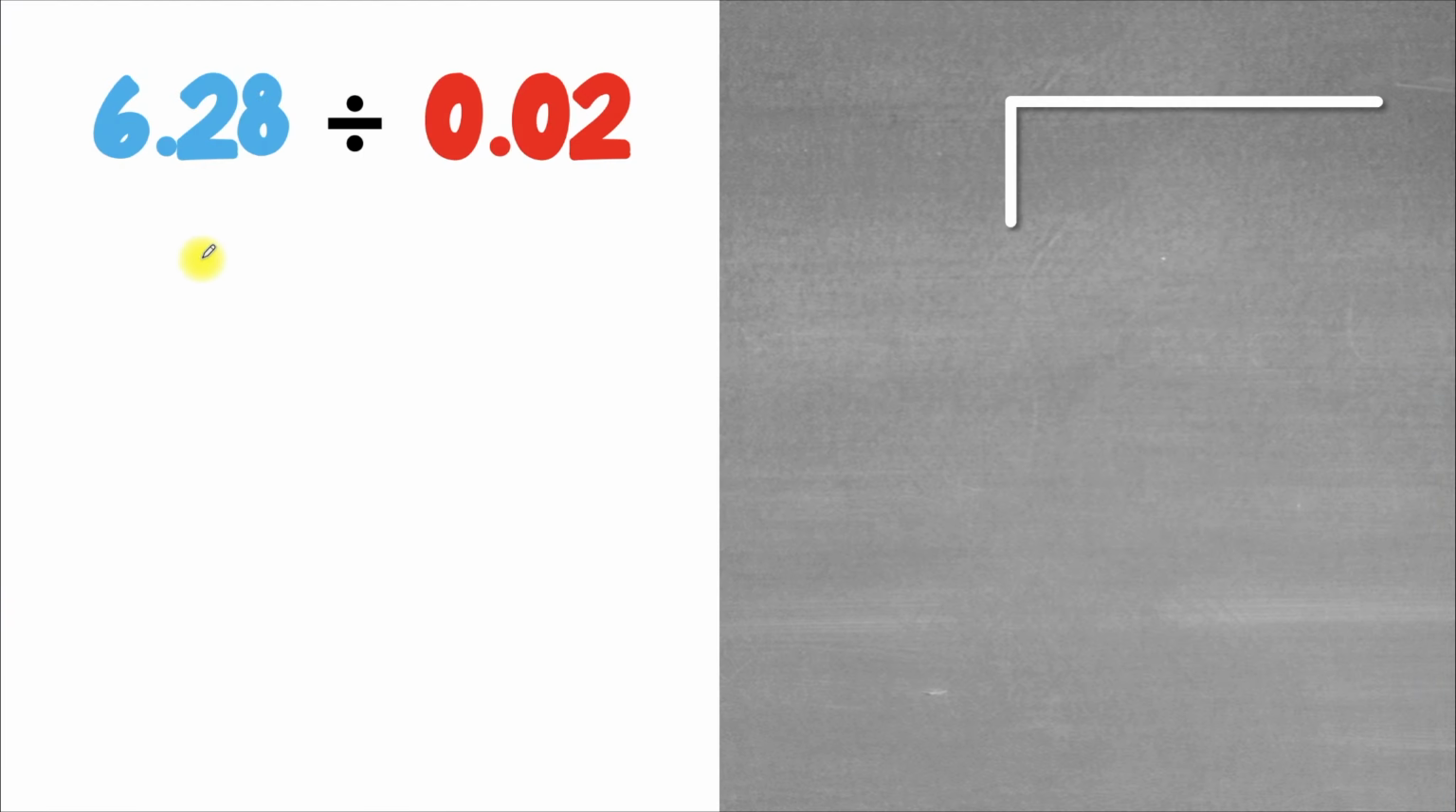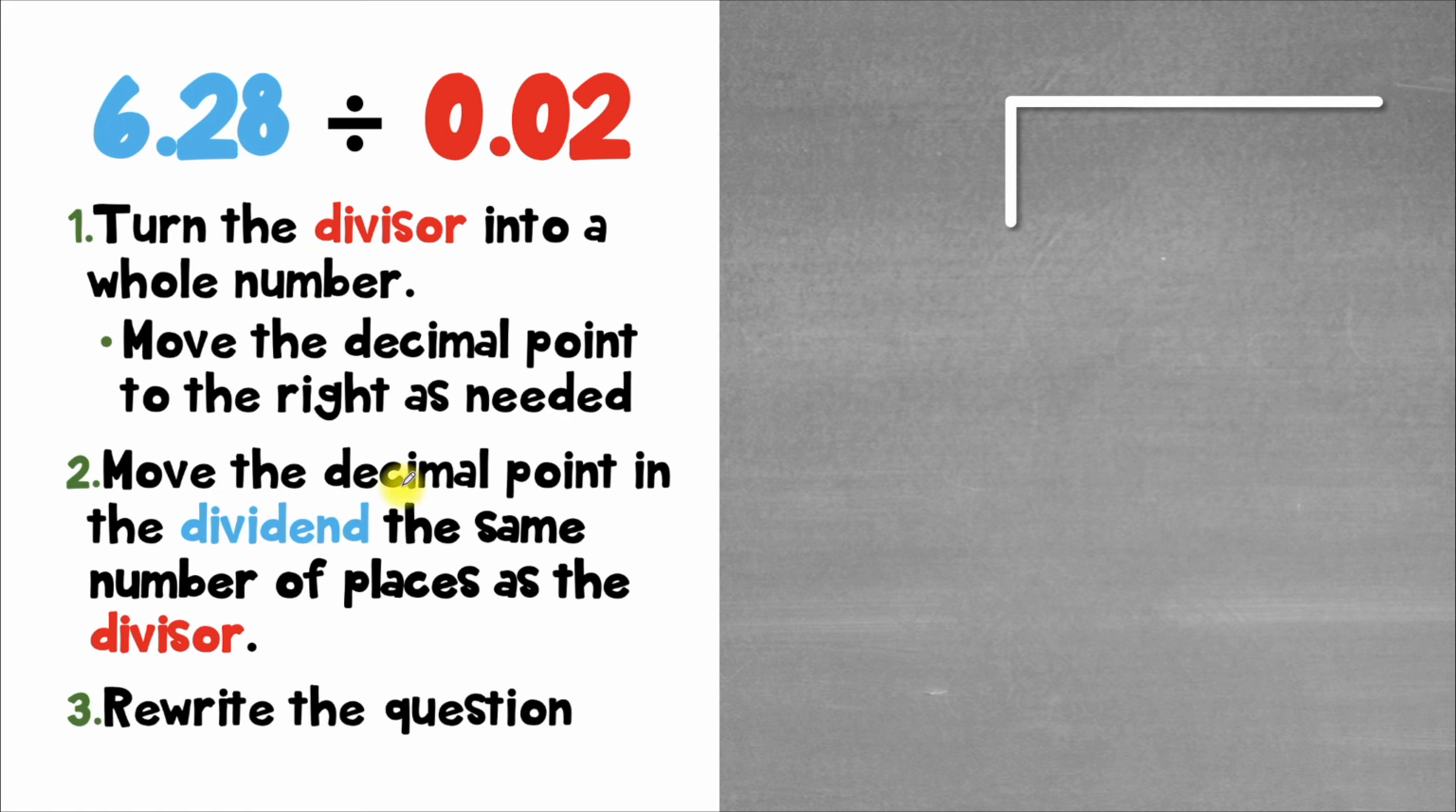So in this example, we've got 6.28 divided by 0.02. Now, whenever we're dividing by decimals, there are 3 steps we'll have to follow. But before I follow any of these steps, the first thing I'm going to do is take this division notation and change it into long division notation. And before I can do that, I need to make sure I know which number is which. In other words, which number is the dividend and which number is the divisor.